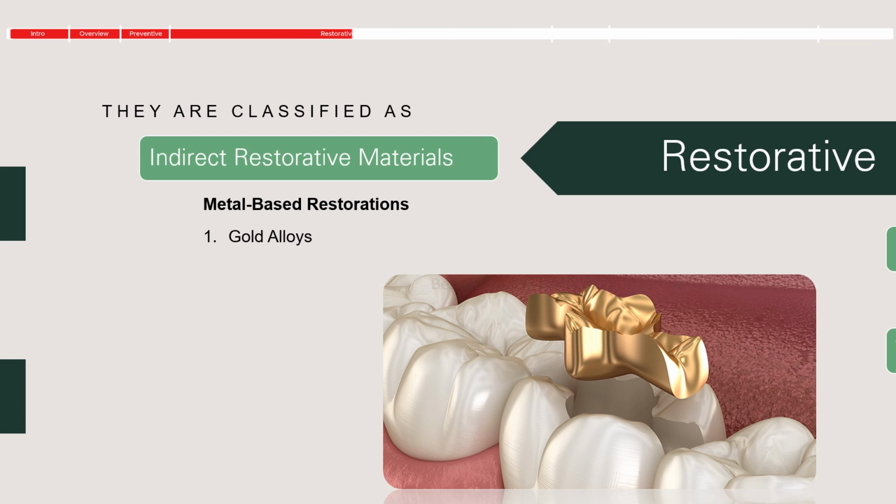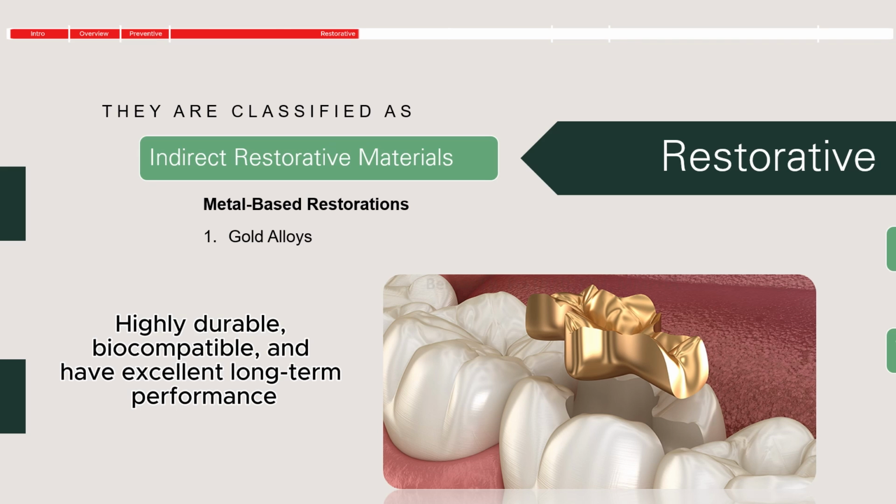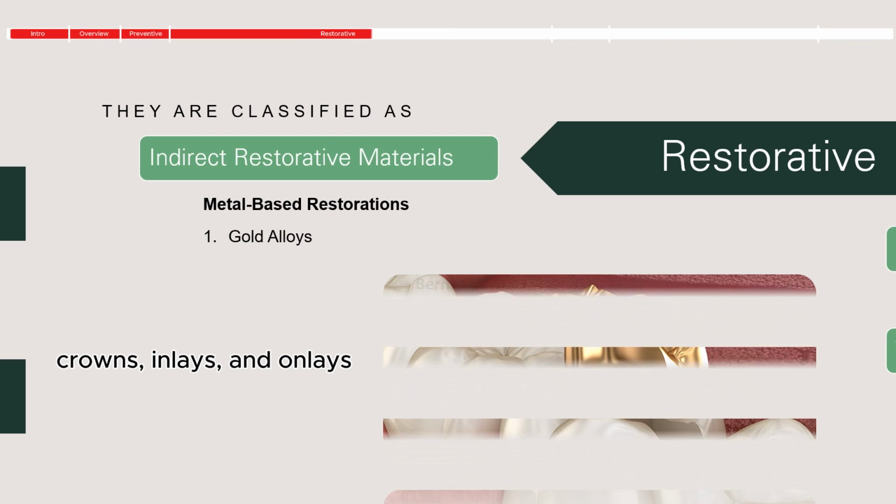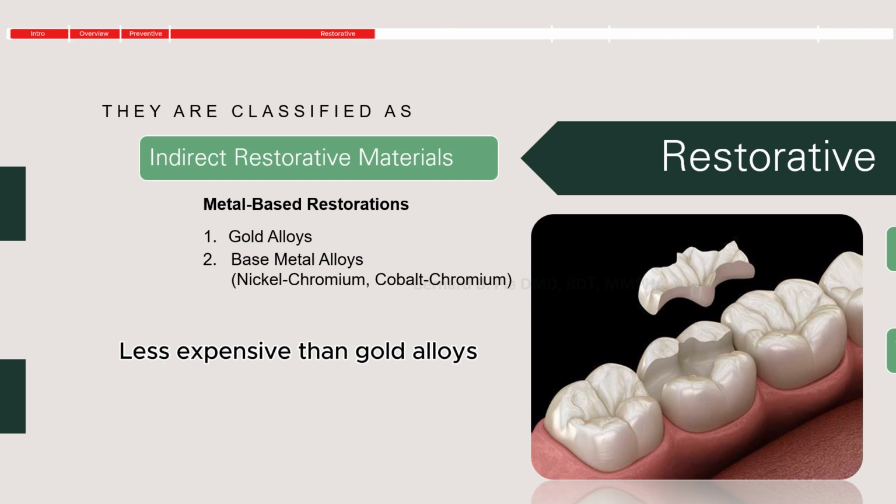Metal-based restorations. Gold alloys are highly durable, biocompatible, and have excellent long-term performance. They are used in crowns, inlays, and onlays. Base metal alloys: nickel chromium, cobalt chromium. Less expensive than gold alloys, they provide strength and durability, especially for long-span bridges and partial dentures.